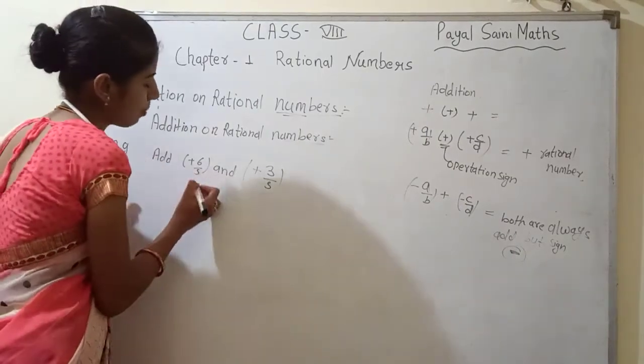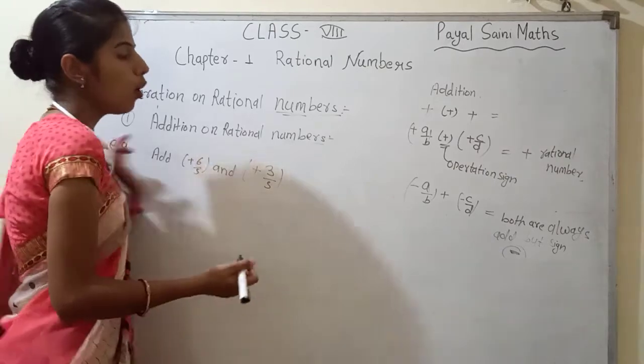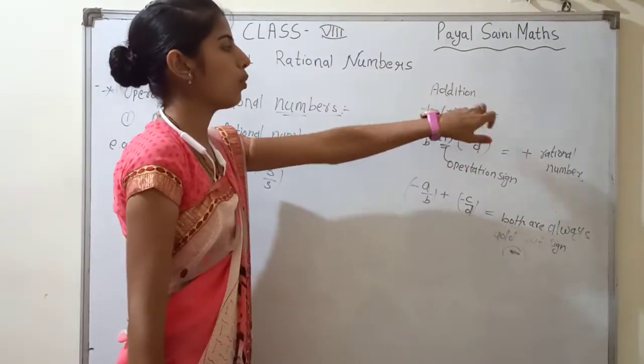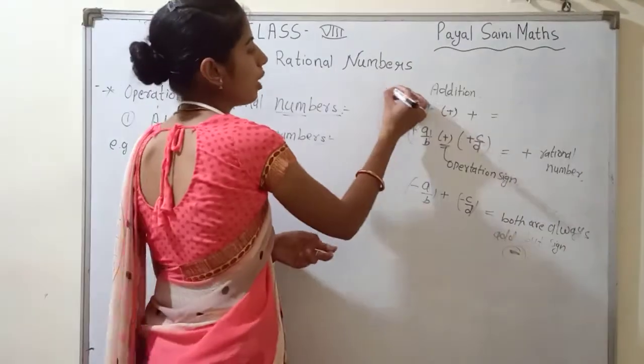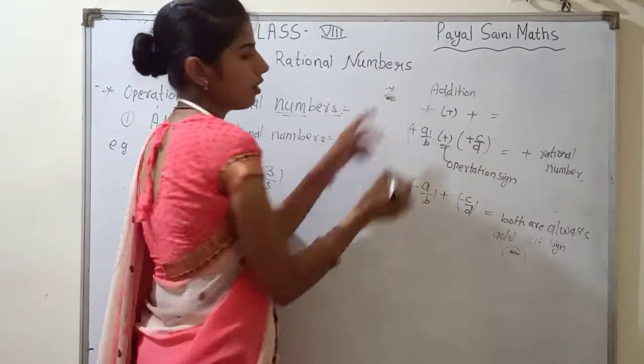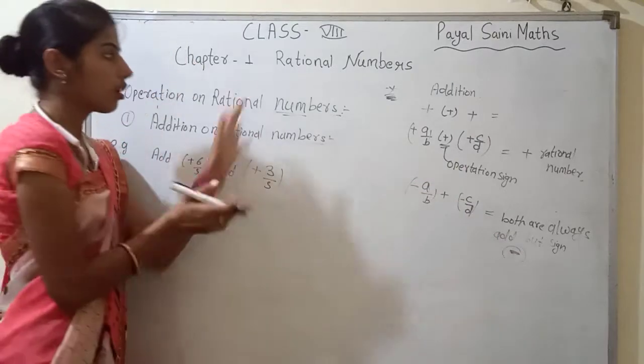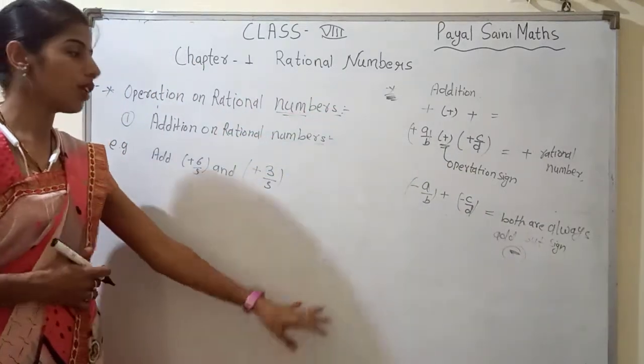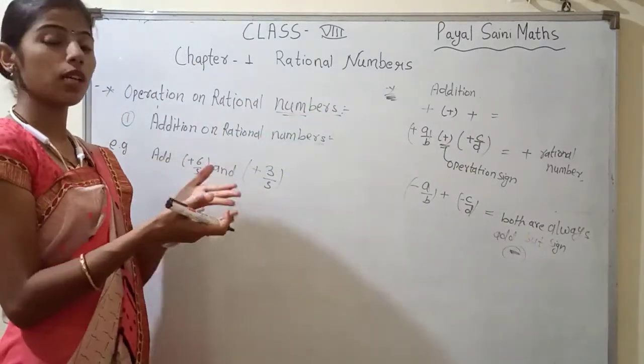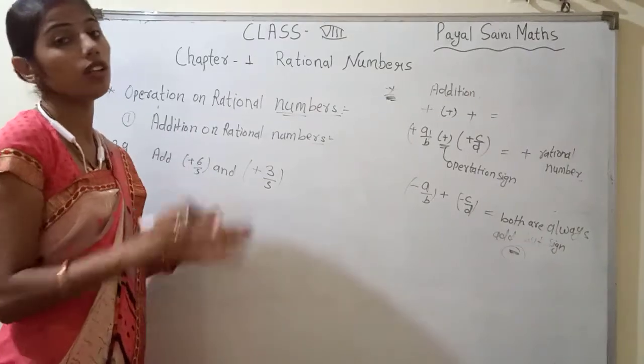Addition: plus 6 by 5 and plus 3 by 5. Operation first and our rule number first for addition. These are very important rules; you should learn this and remember this. If you don't remember, then you won't understand your rational numbers, and you won't understand your other numbers, multiplication and addition.